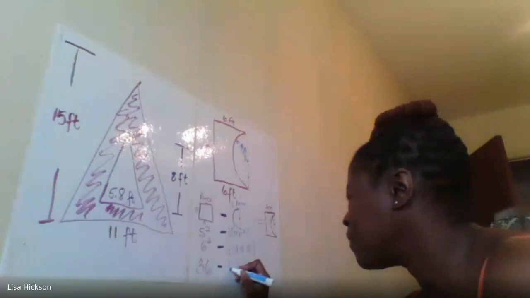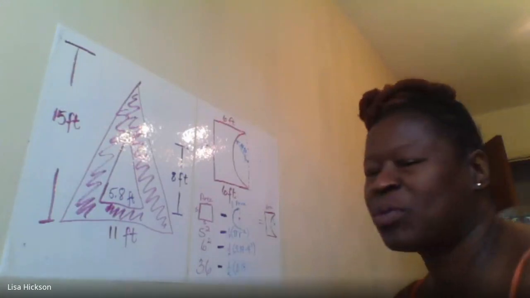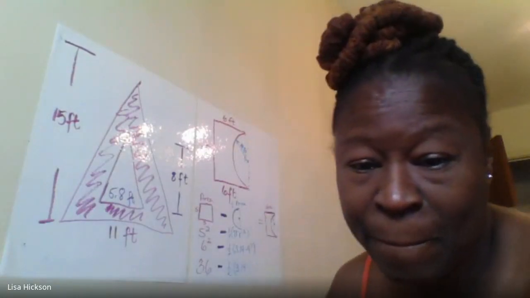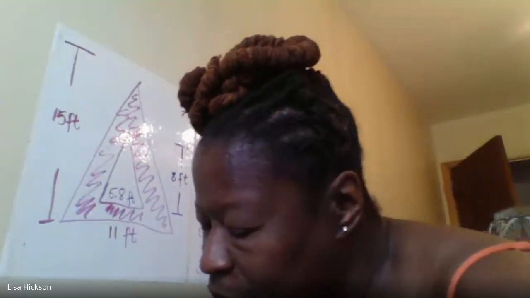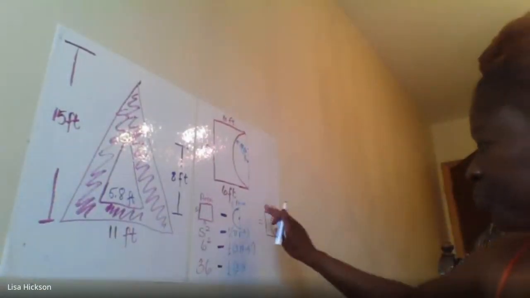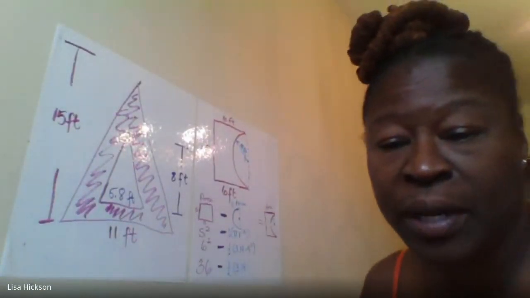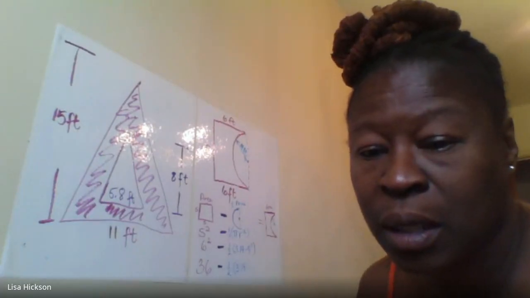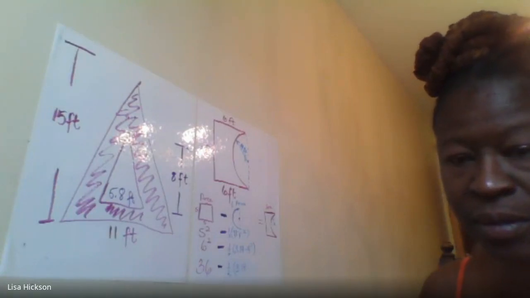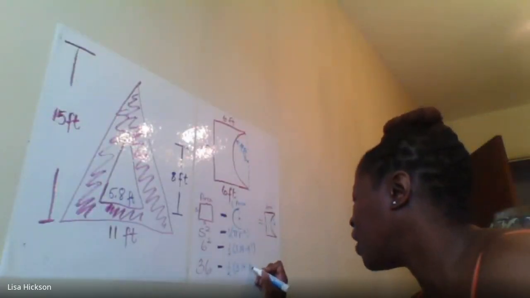All right, now we got 1/2 outside. So we got 3.14 times, what's 4 squared? Meadow, you joined me twice. I have you twice. All right, so what's 4 squared? 16. Thank you. All right, 16 now.